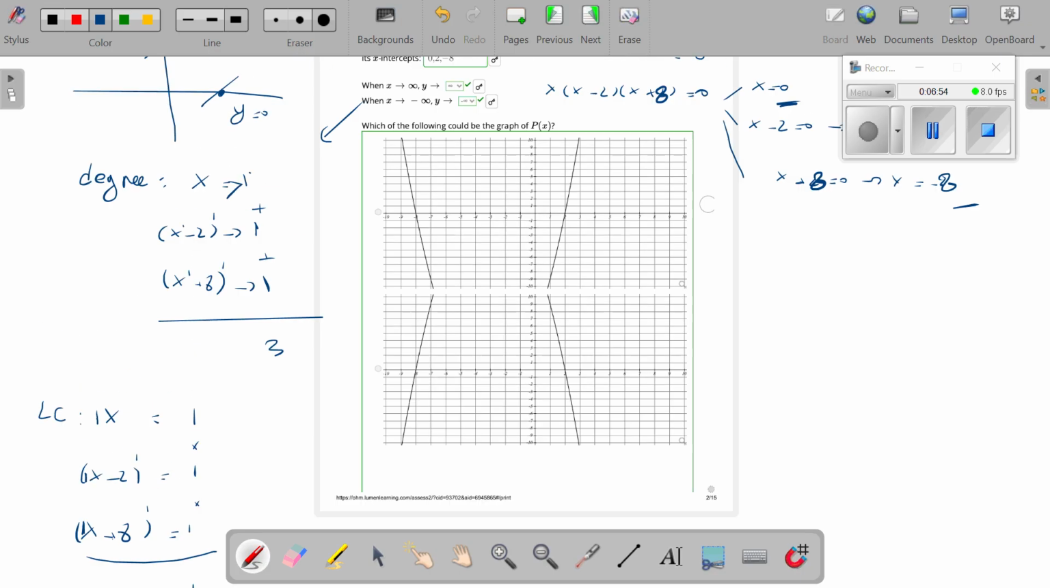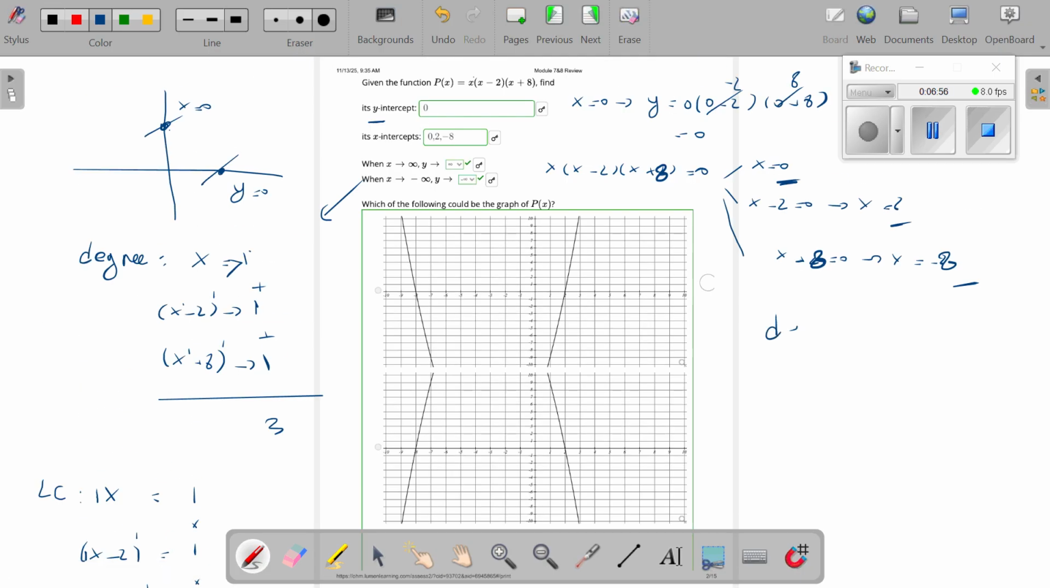So generally, we can say the degree is 3 and leading coefficient is 1. So we have a degree which is odd and leading coefficient is positive. So this is going to remind us x to the power of 3. That means the function should look something like this. This should be the general form of the polynomial.